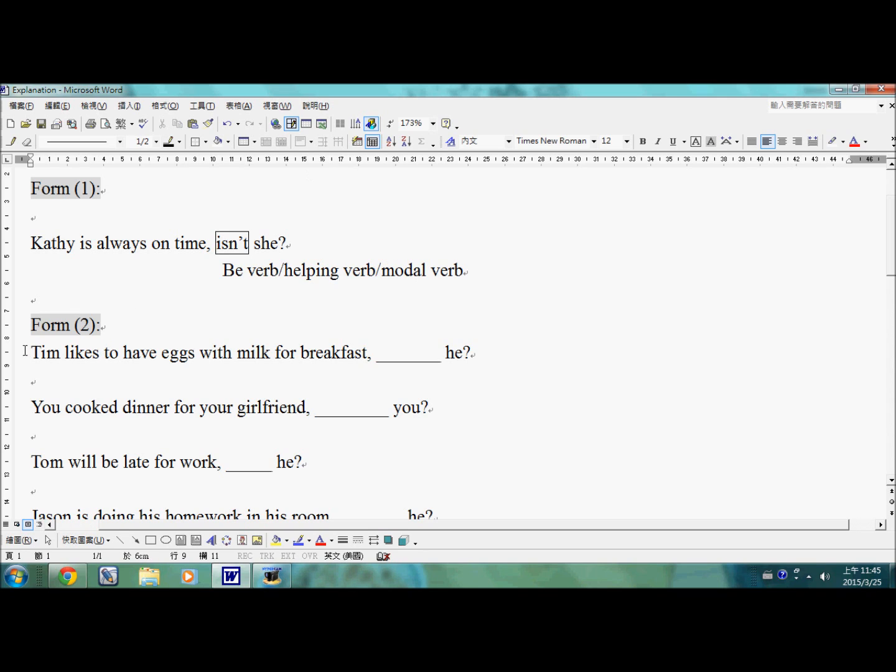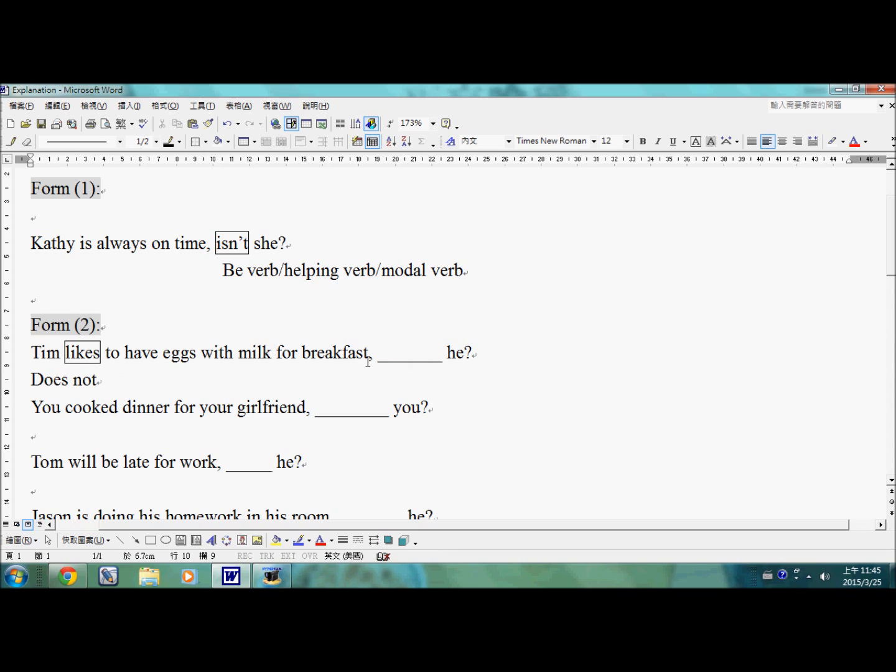Let's look at question 1. Tim likes to have eggs with milk for breakfast. Now you can see that the statement says yes, so we know we need a negative question tag over here. And look at the verb. The verb is likes, so we know the sentence is written in the simple present tense. How do we form a question in simple present tense? When there is a verb in a sentence, like the word like over here, we need the help of a helping verb. And the helping verb that goes with Tim in simple present tense is does. So here, negative, does not.